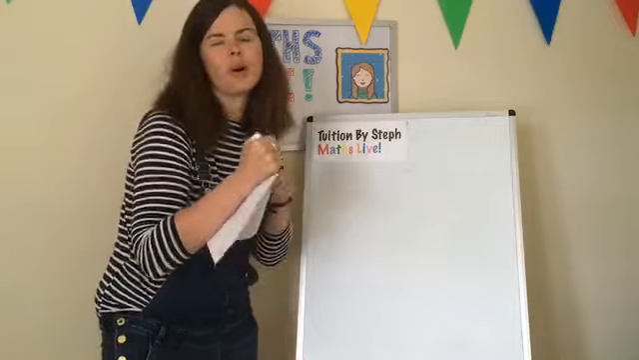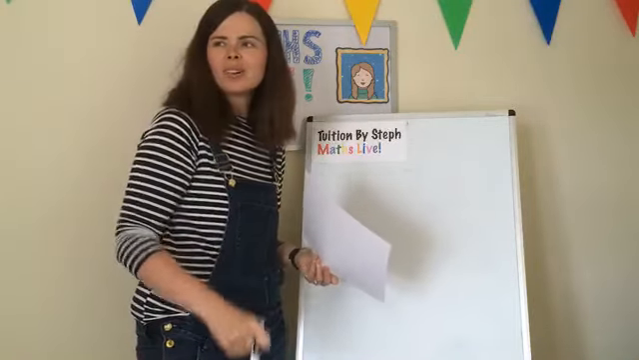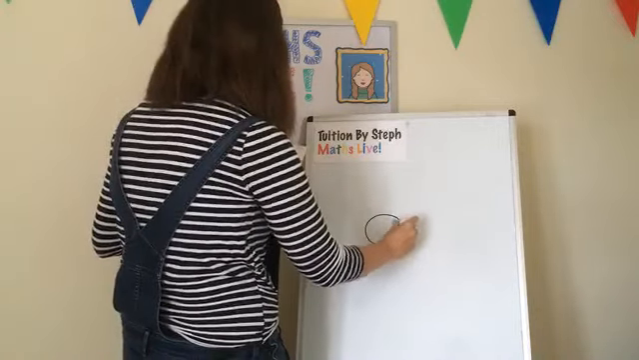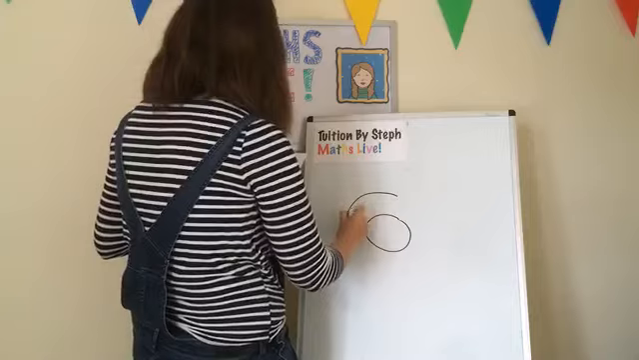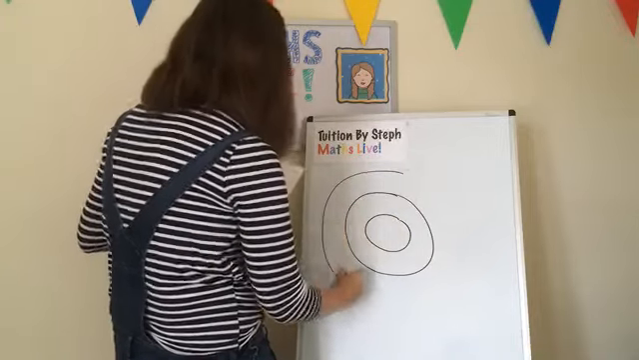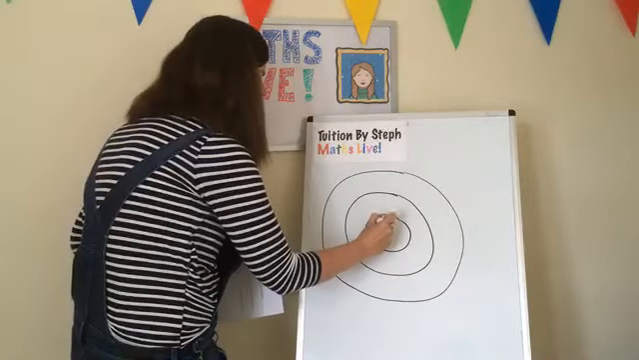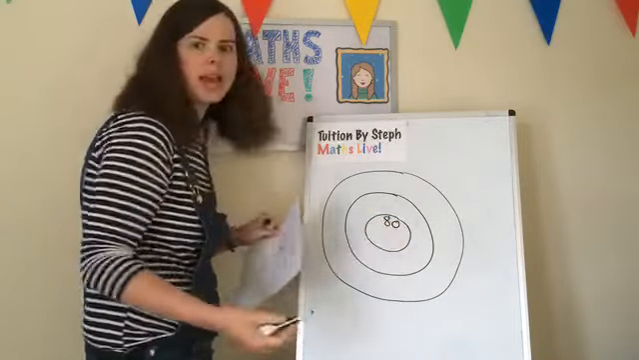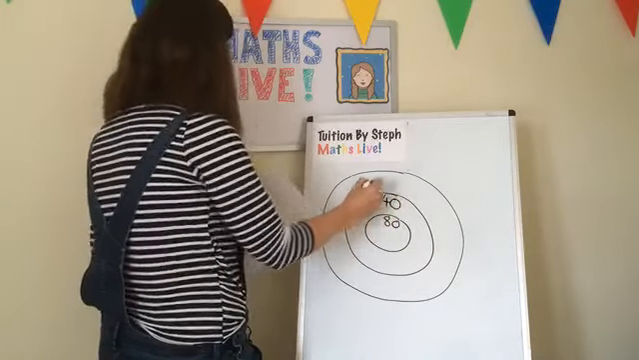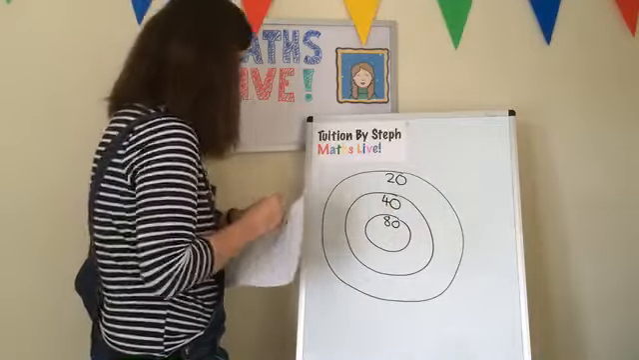Question 2 was, the beanbag throw is a game which involves children throwing 5 beanbags into some hoops to score points. We've all done this at sports day. So we've got one in the middle, and then another one around the outside, and then another one around the outside of that. So this hoop means 80. So if you get the beanbag in there, you score 80. If you get it in there, you score 40. And if you get it in there, you score 20.